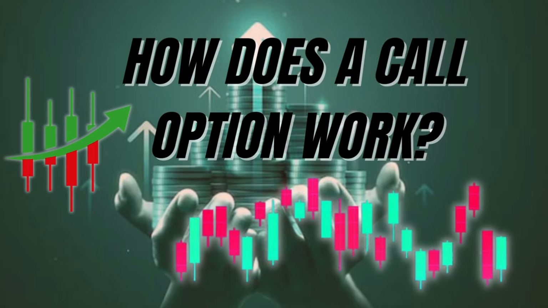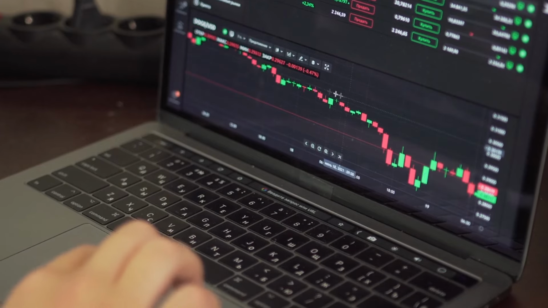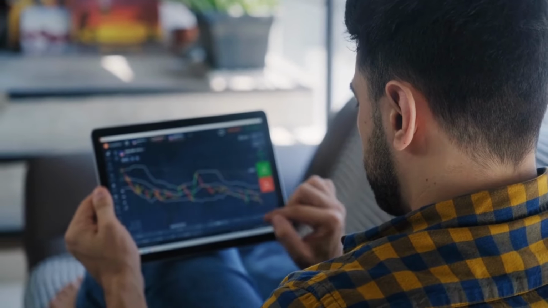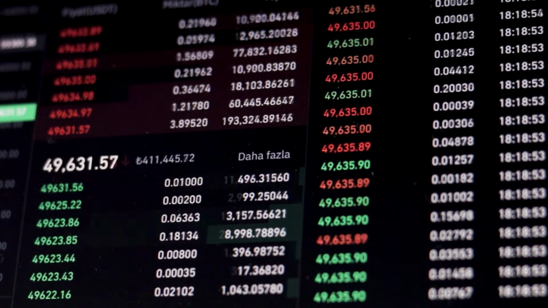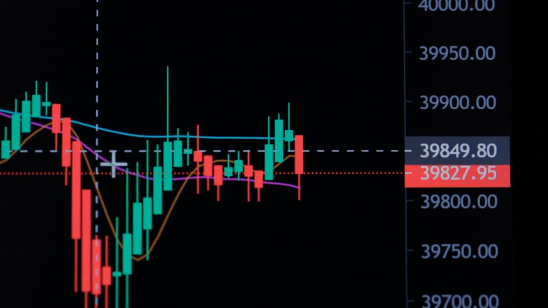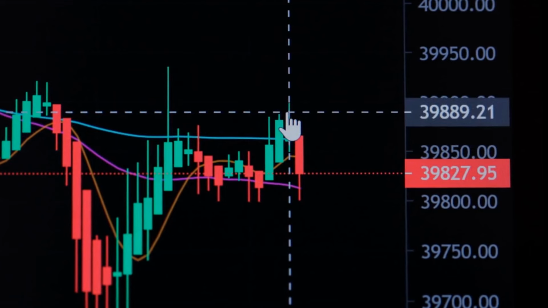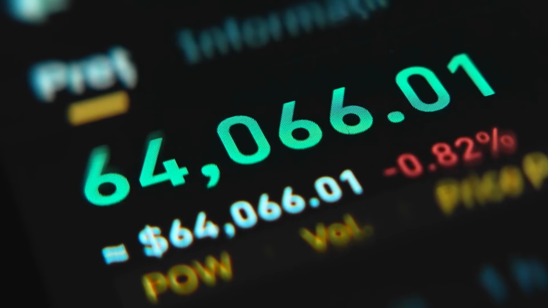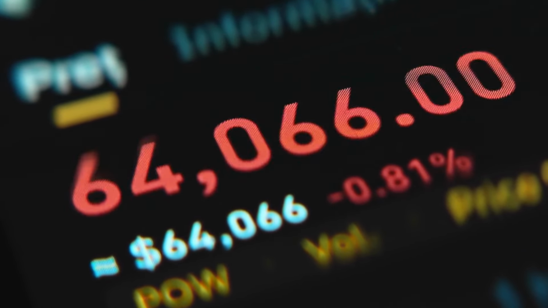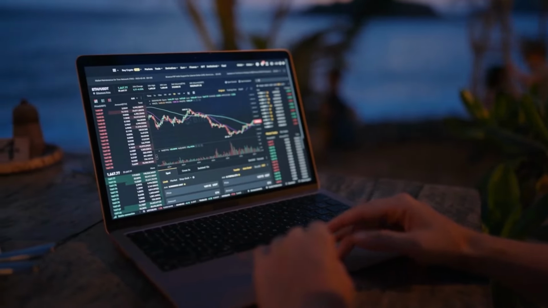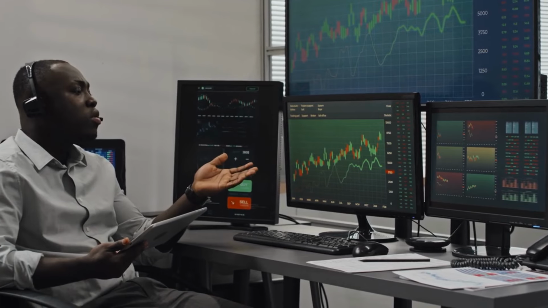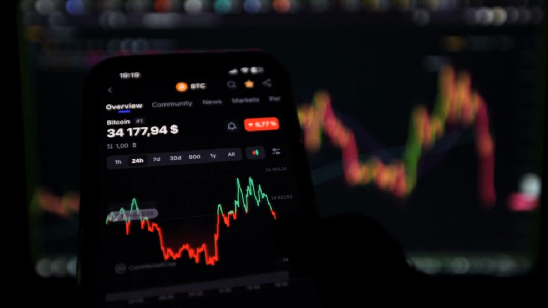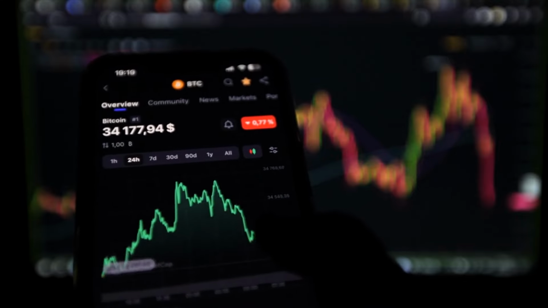How does a call option work? Let's say you buy a call option for a stock, and the strike price is $50, with an expiration date of 30 days. If the stock price rises above $50 during that time, you can buy the stock at the $50 strike price, even though it's now worth more. For example, if the stock price rises to $60, you can buy it for $50, making a $10 profit per share. If you decide not to buy the stock, you can also sell the call option itself to another investor. This allows you to profit from the increase in the stock price without ever owning the stock.